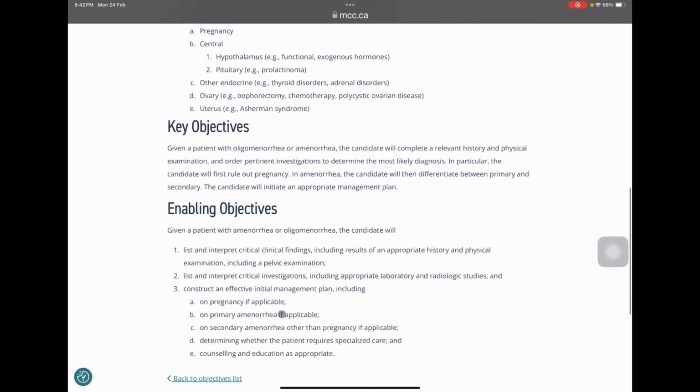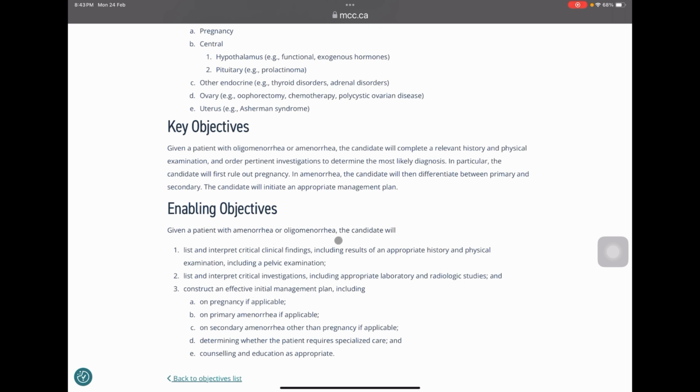So what do they want you to know? They want you to know how to take a complete relevant history, examination, investigation, and rule out pregnancy first. In amenorrhea, a candidate will then differentiate between primary and secondary, and will initiate an appropriate management plan. So you need to know how to differentiate between primary and secondary, and also the appropriate management plan for each one of them. There's a specific management plan in the table in Toronto Notes in gynecology. I'm going to show you that later in this video.